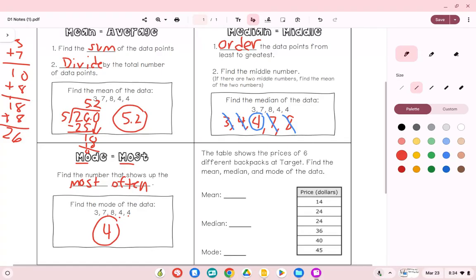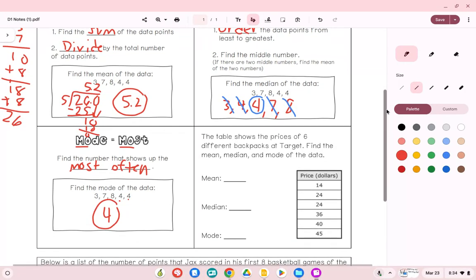All right, so we got the mean is the average, the median is the middle, and the mode shows up the most often. So now we're going to practice finding the mean, median, and mode of this data. It says the table shows the prices of 6 different backpacks at Target. Find the mean, median, and mode of the data.